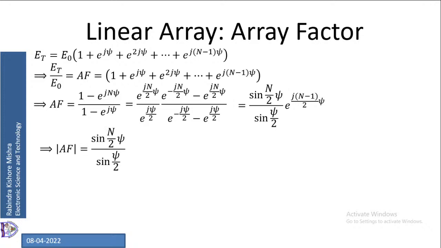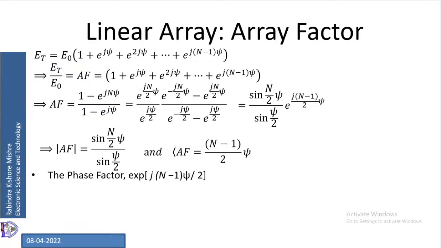Okay, so for the array factor amplitude, if I take the amplitude then the exponential part will be 1. So array factor amplitude is equal to sin n by 2 psi divided by sin psi by 2. That is the amplitude of the array factor. And the angle of the array factor, angle means phase, is equal to n minus 1 by 2 psi, because we have exponential j n minus 1 by 2 psi. So that gives us the angle. The phase factor is exponential j n minus 1 psi by 2 in this array factor.